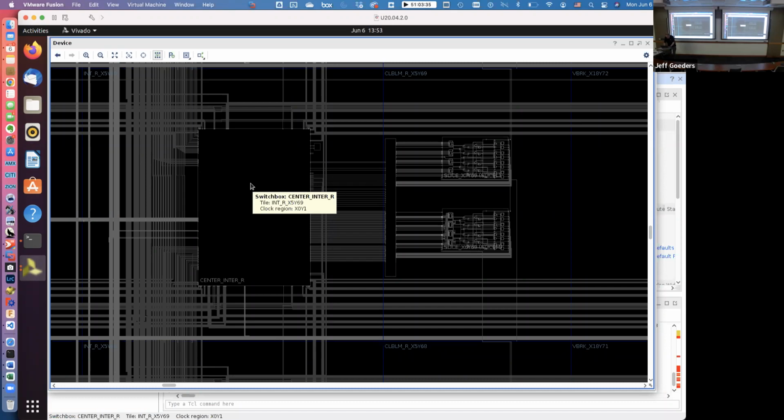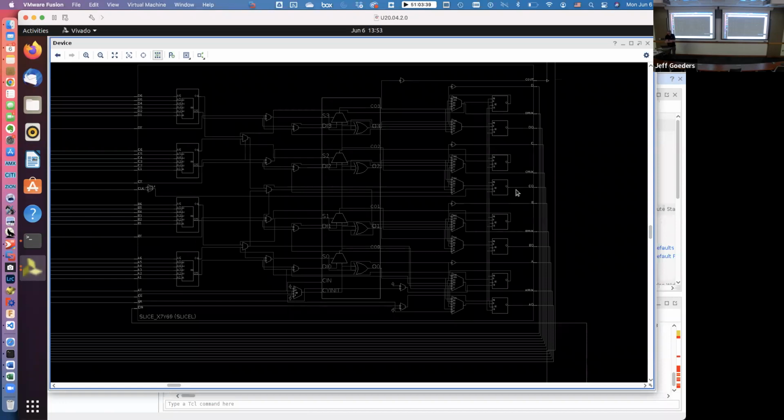So if we zoom in a little bit, let's take a look and see. Does this look like our picture? Well, it looks a lot like our picture. I'm sorry, that's a little faint for you guys, isn't it? It looks better on the screen. Okay, we've got LUTs, carry logic, bunches of flip-flops, muxes, etc.